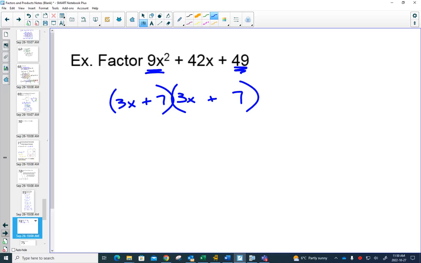Now it's not always going to work out perfectly that it is the perfect square one. But let's try the next one.